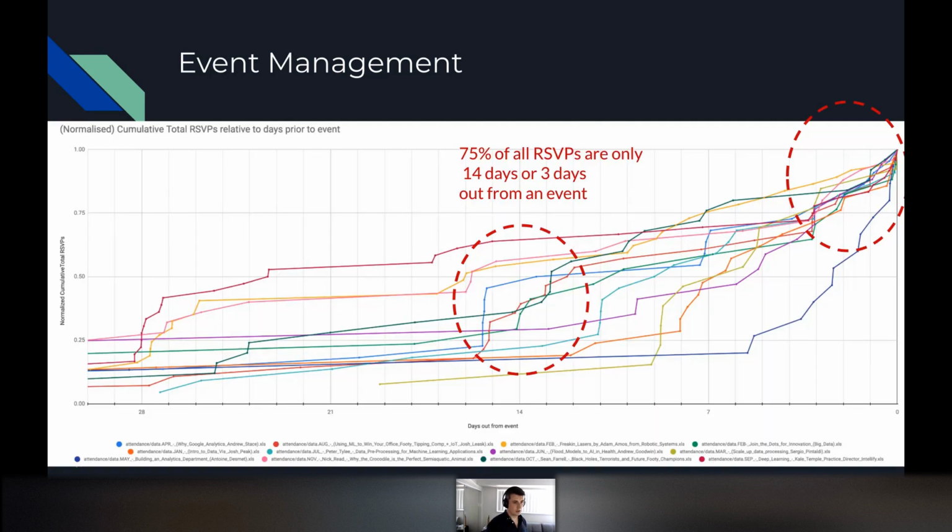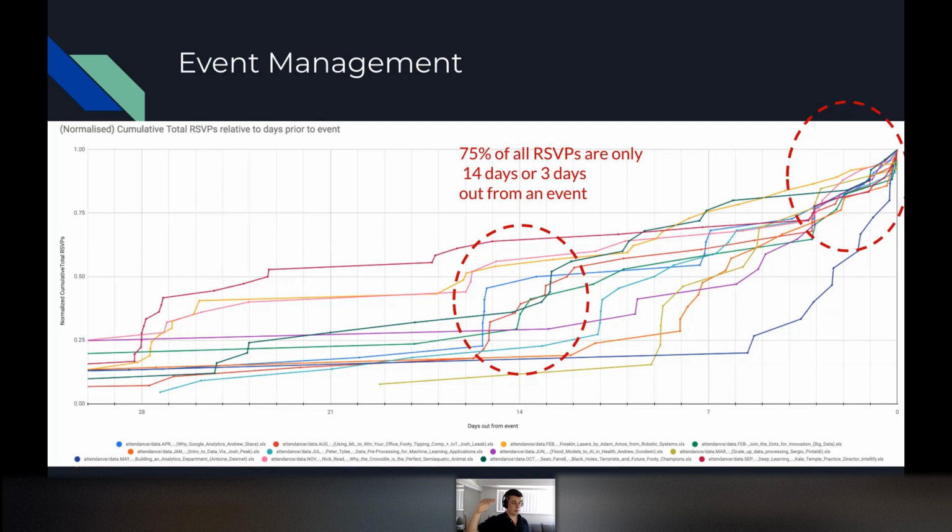So, to run the events, this is a very interesting chart. After an event, I can download the RSVP list and the dates on which someone said yes, I'm going to come. I removed everyone that was an organizer, and everyone that eventually declined. I normalized it, because some of those events had about 20 attendees and some had 37.